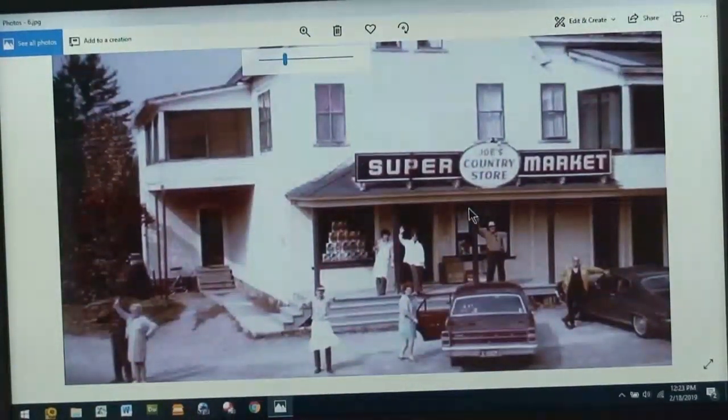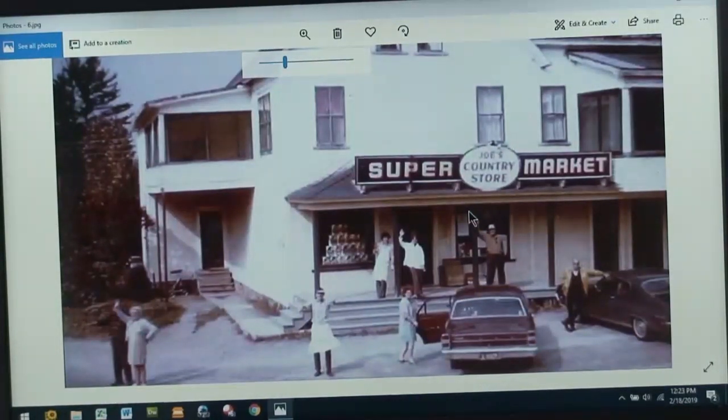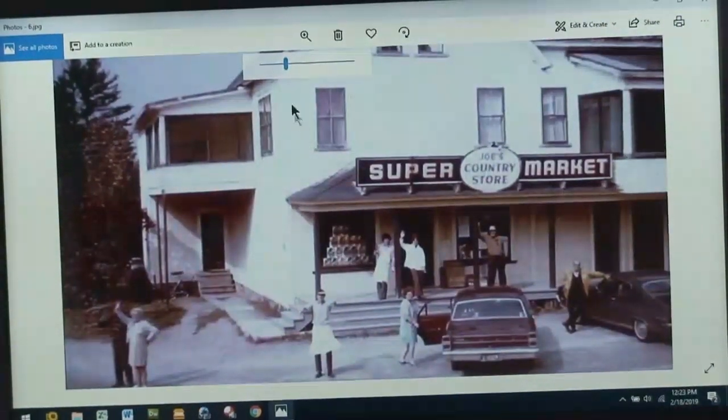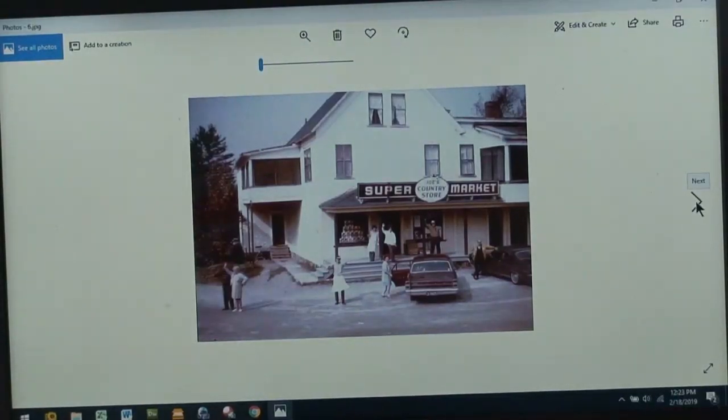Joe's Country Store was, in fact, the last store that survived at this particular location. Joe originally owned it, and then he sold it out to two other enterprising individuals from St. Albans who managed to run the market for a short period of time until it was eventually demolished and the fire station took its place.